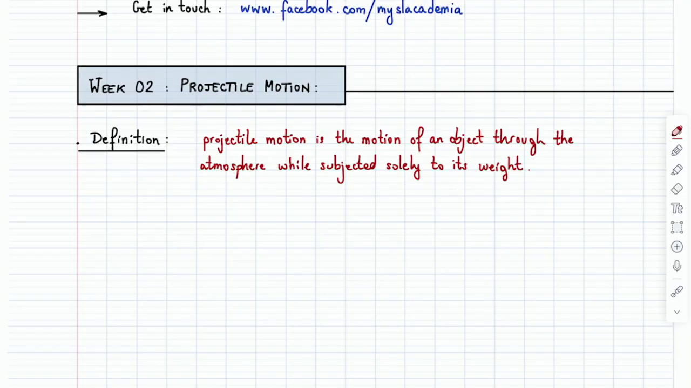So it doesn't say that you have to launch the object from left to right or right to left. You could let it drop from a certain height. You could throw it straight down, without it moving to the left or to the right, as long as the only force acting on it as it falls is the weight force.